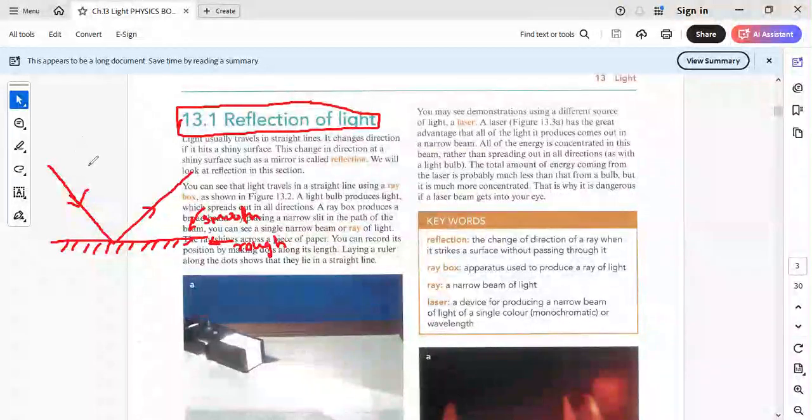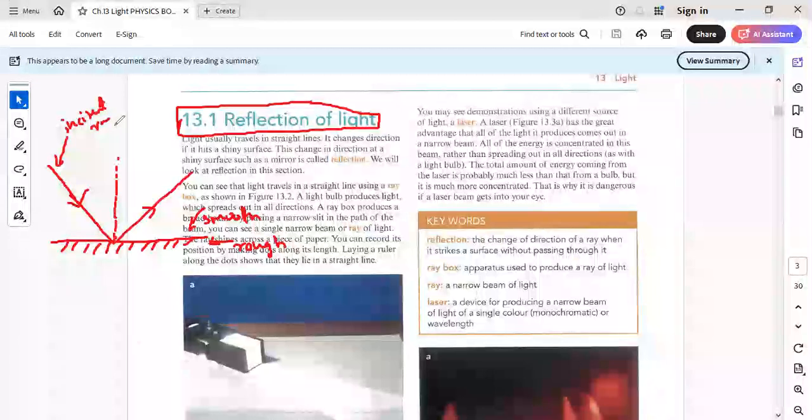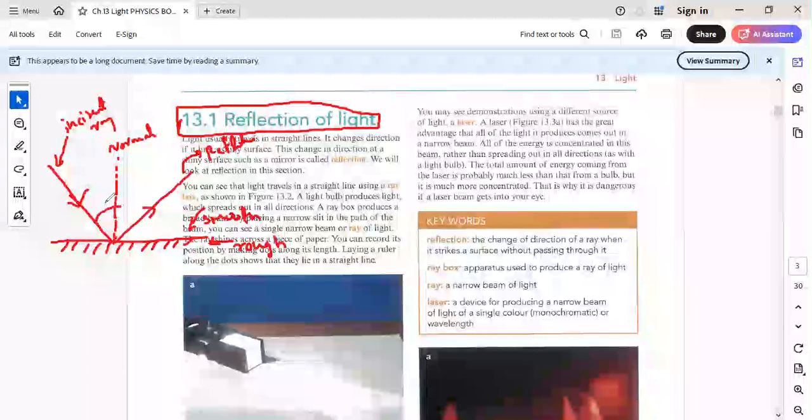Now, whenever we are talking about the concept of reflection of light, we have a ray diagram, and it goes like this. This ray is called the incident ray, and this would be the reflected ray. The dotted line is called the normal. This would be the angle of incidence, and this would be the angle of reflection.